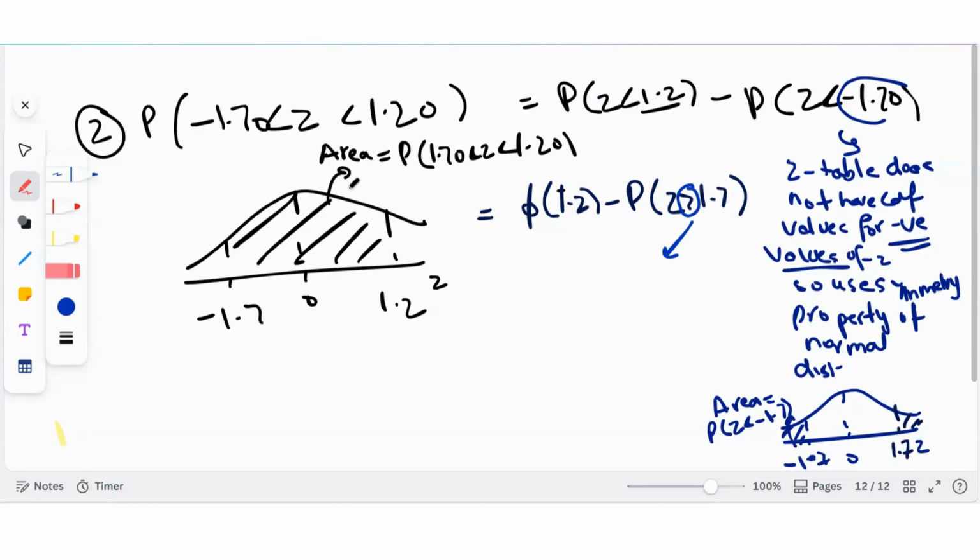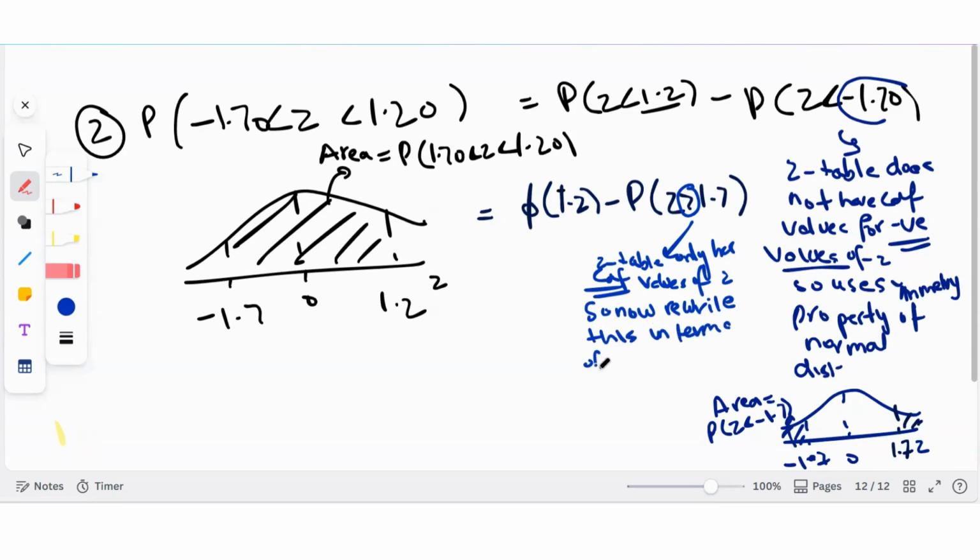The idea is that the Z table only has CDF values of Z. So now rewrite this in terms of the CDF of Z. For this we can use the complement rule, which we can then read from the Z table. Remember, the Z table we're using has CDF values for positive values of Z.